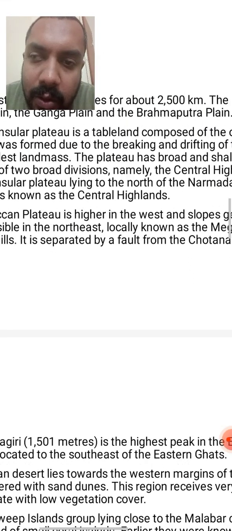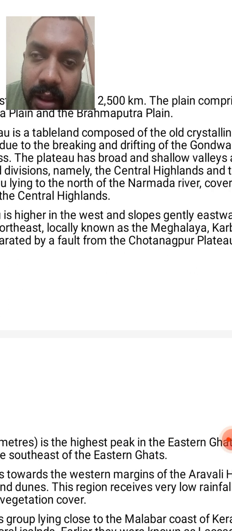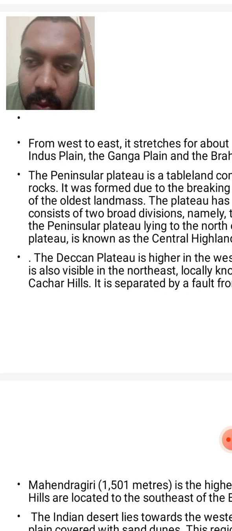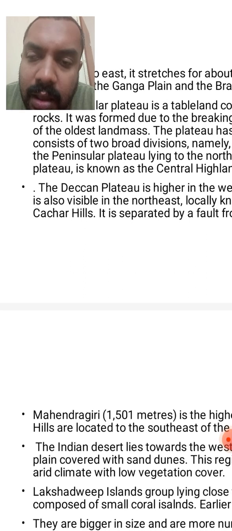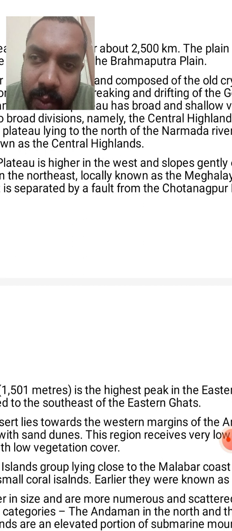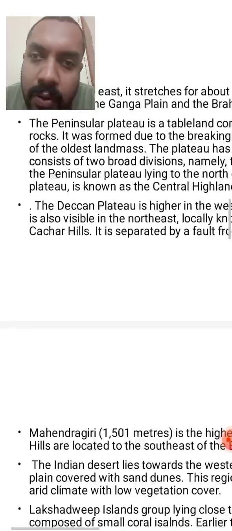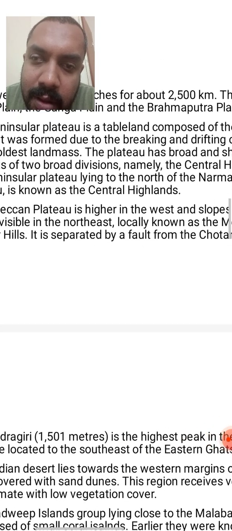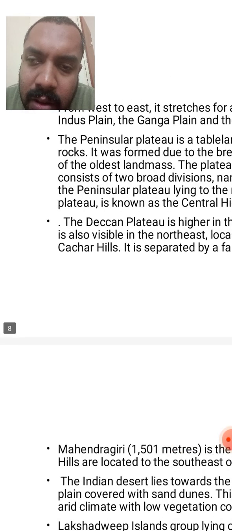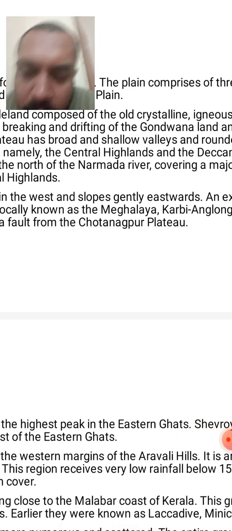The part of the peninsular plateau lying to the north of the Narmada River, covering a major area of the Malwa Plateau, is known as the Central Highlands. The Deccan Plateau is higher in the west and slopes gently eastwards. An extension of the plateau is also visible in the northeast, called Meghalaya, Karbi Anglong, and North Kachar Hills. It is separated by a fault from the Chota Nagpur Plateau.